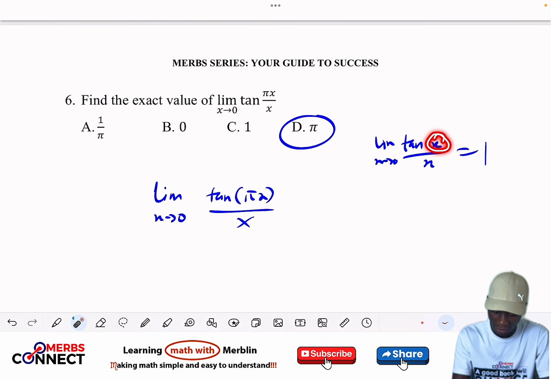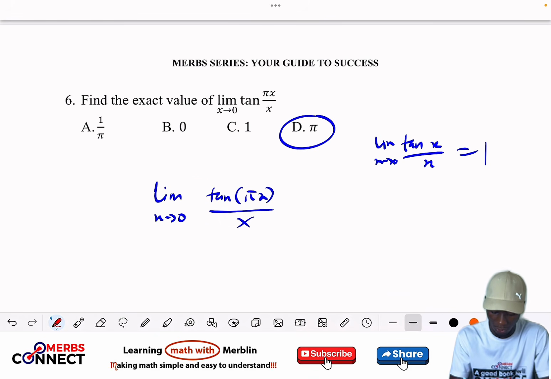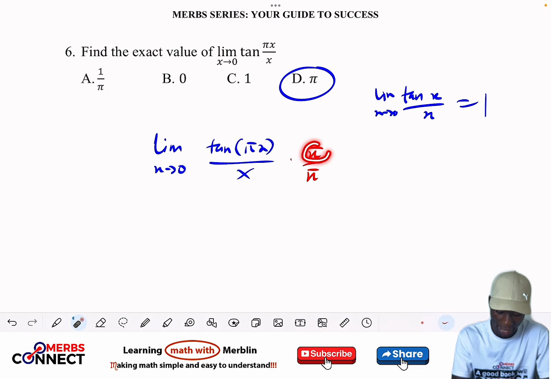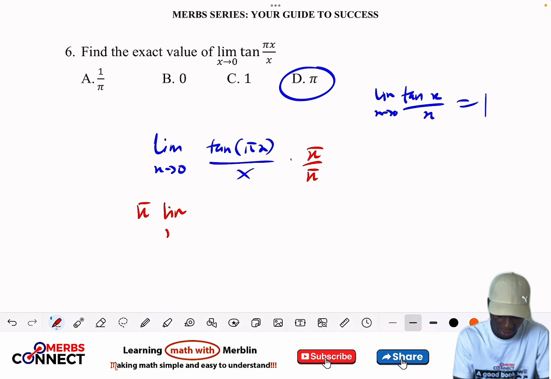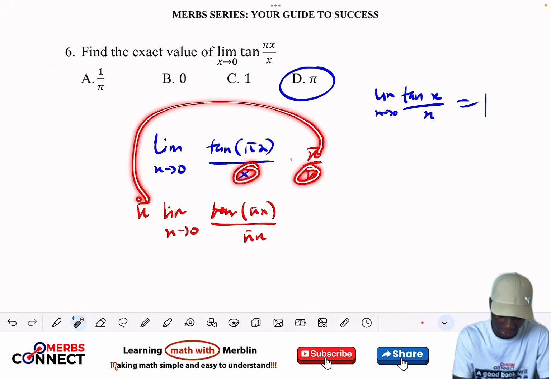But for me to have the same thing here, I can multiply this one by pi, right? So this and this will be the same. Then when I multiply this one by pi, I change the question. So I need to multiply the top too by pi. So this is what I'm going to do. I multiply this one by pi divided by pi. So pi is a constant, so I can move it here and have pi times the limit as x is approaching 0 of tan of pi x divided by pi x. So I multiply this one by this, and this pi is here.